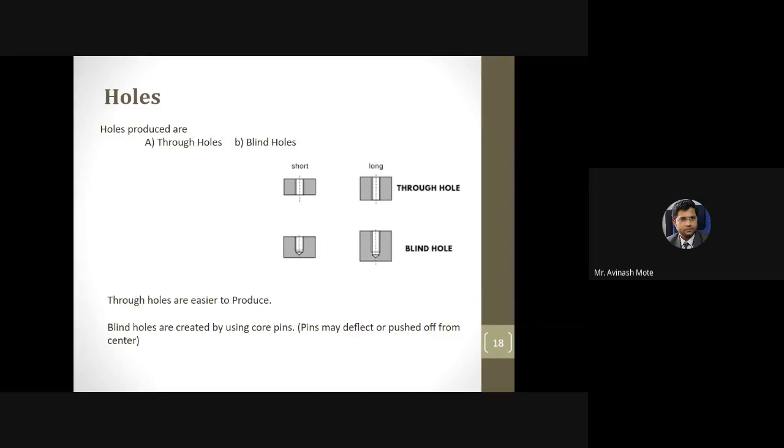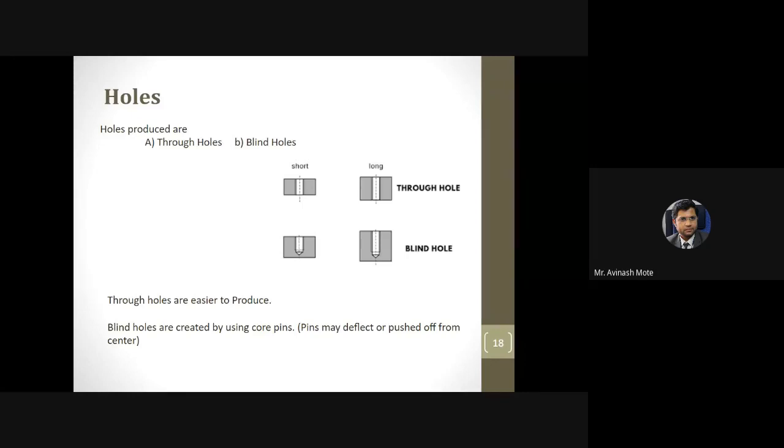Okay, holes. Now if you see the holes, I think it will be visible properly. Basically there are two types of hole: through hole and blind hole. Through hole means a hole from the top surface to the bottom surface. Mostly we call it a throughout hole. So one is a through hole and one is a blind hole.